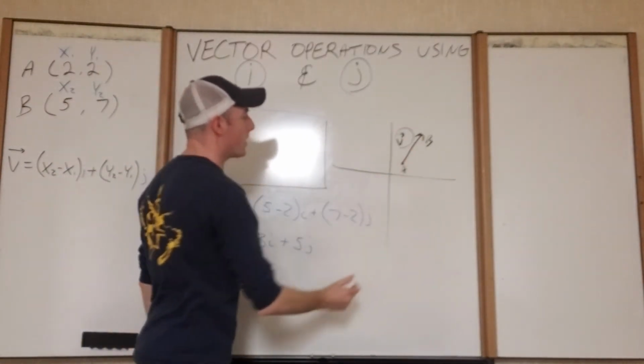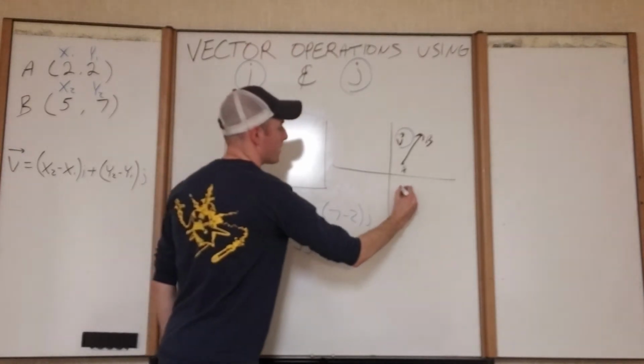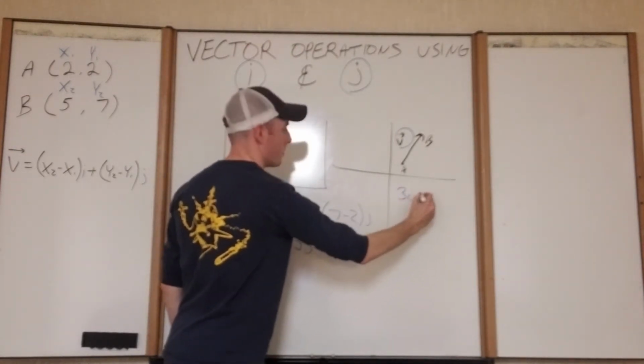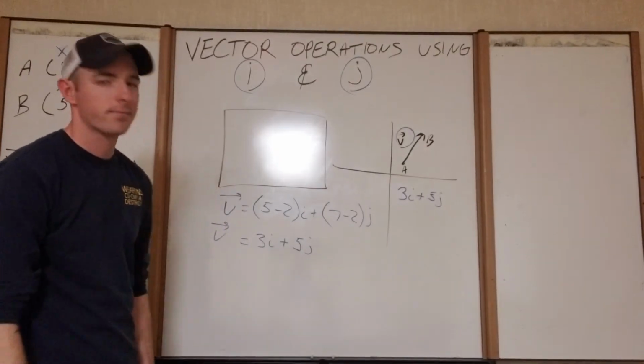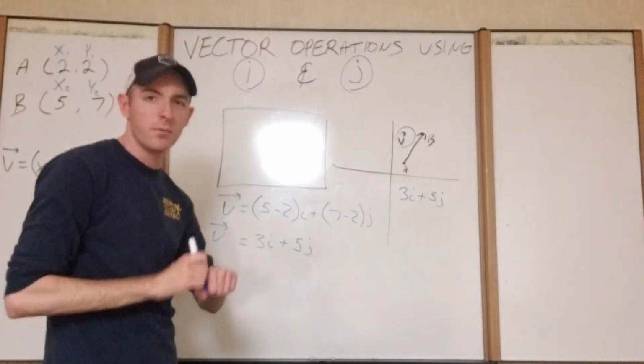So our vector v here, we can actually express as 3i plus 5j, that length there.